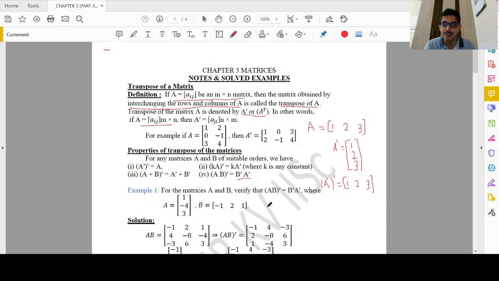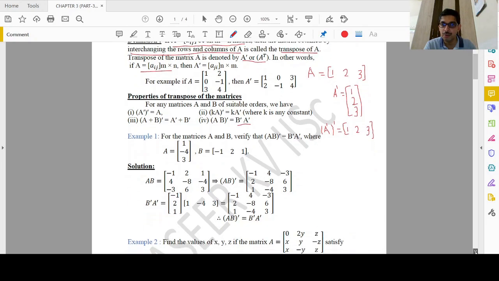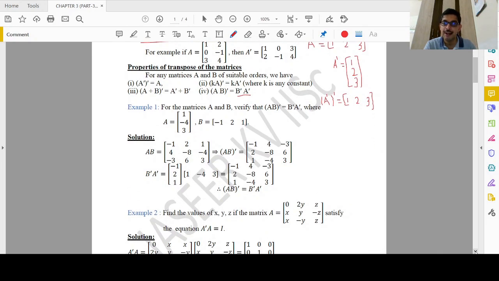Next is an example to verify the fourth property. If A and B are given matrices, verify that AB whole dash equals B dash A dash. Here A is given as 1, minus 4, 3, and B is given as minus 1, 2, 1. So we have to verify that AB whole dash equals B dash A dash. First we will find the product AB.